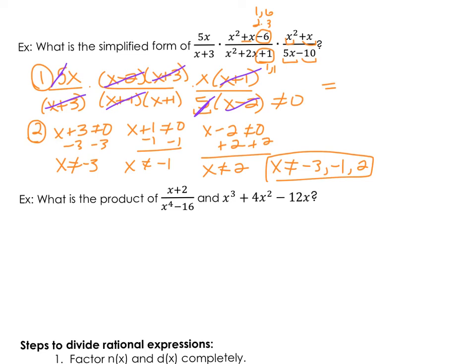We have x and x in the numerator, which would be x squared, and all we have left in the denominator is x plus 1. That's simplified quite a bit.